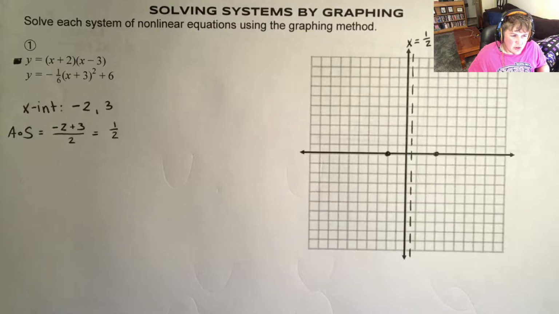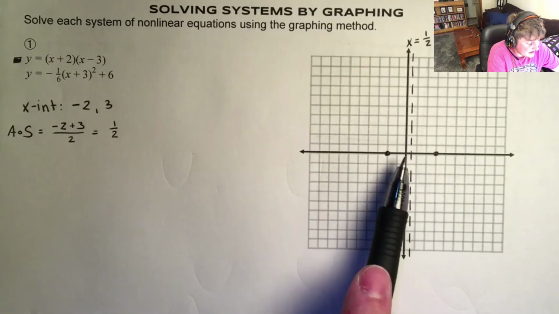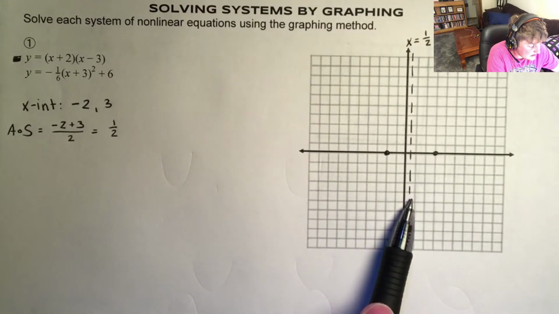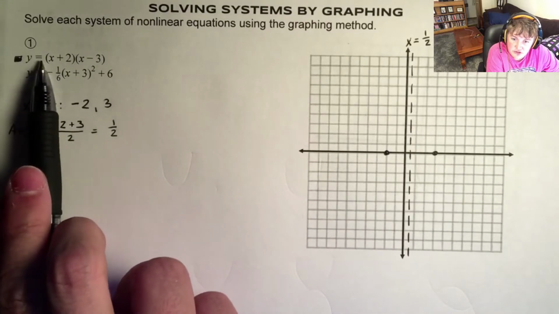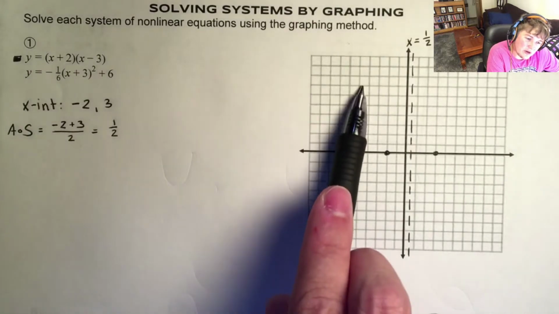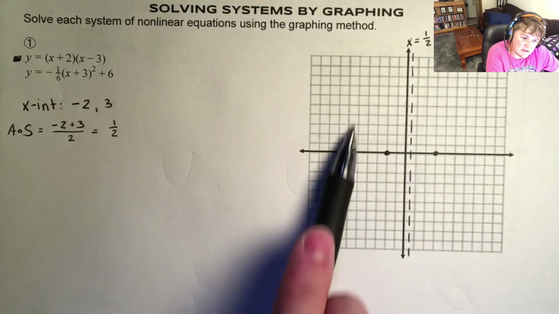Okay, so what do I do from here? Well, I need the vertex, right? And I do expect the vertex to be below these two spots here. The reason I'm expecting that is because my A value is a +1, so I know it's going to open upward. It's going to be something like this.